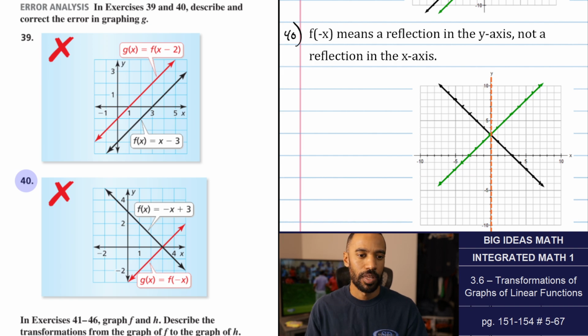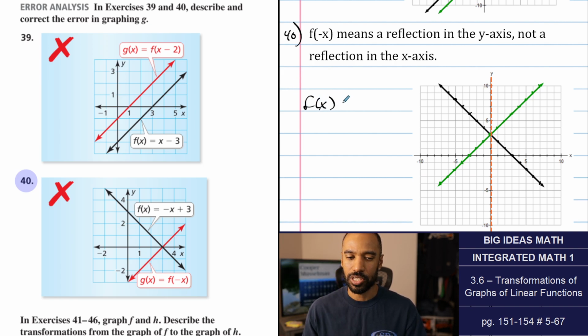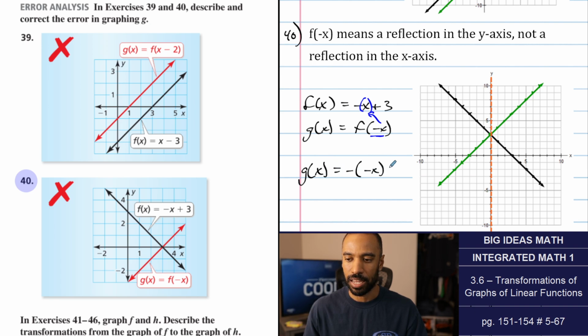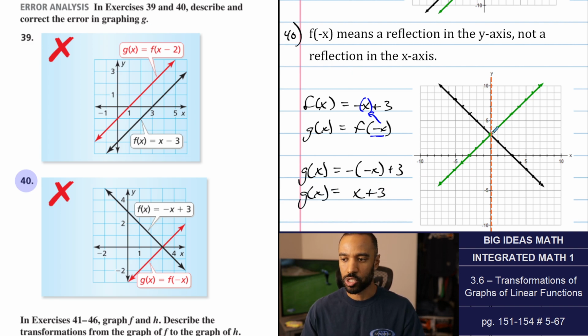Now let's double check that. Let's take a look at the original f of x equals negative x plus 3. Our g of x equation is f of negative x. Therefore, we need to substitute negative x in for x in this equation. Now you notice there's already a negative there. That doesn't matter. We're going to substitute negative x in for x, which means it'll be the opposite of negative x plus 3. Opposite of negative x is positive x, so it becomes x plus 3. Is our equation y equals x plus 3? Y-intercept is 3, and we go up 1 over 1. Yes, it is. So that matches.